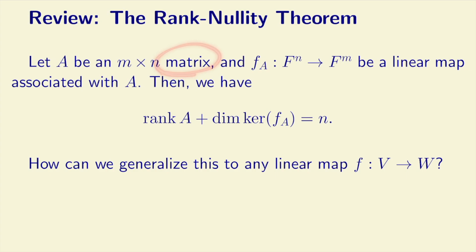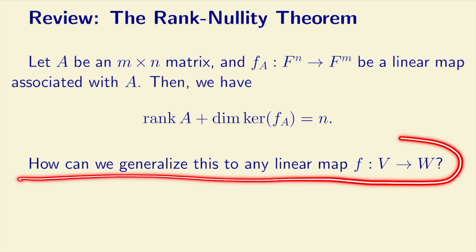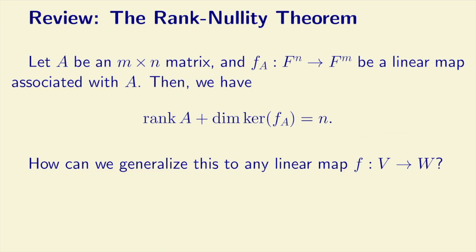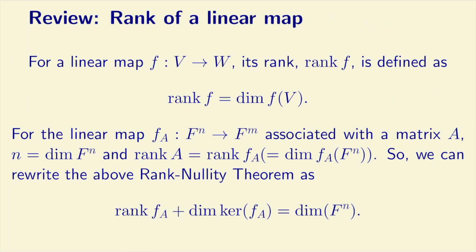It says that for an m by n matrix A and its associated linear map F_A, the rank of A plus the dimension of the kernel of F_A equals n, the number of columns in A. The notes then ask, how can we generalize this to any linear map F from V to W? That's a good question. How can we? The notes on this page explain the generalization.